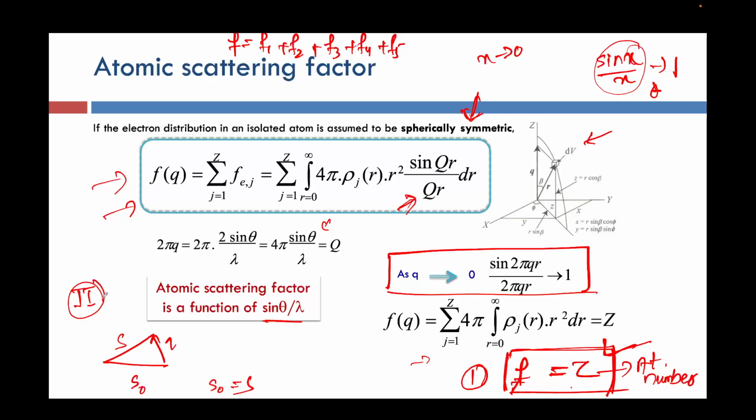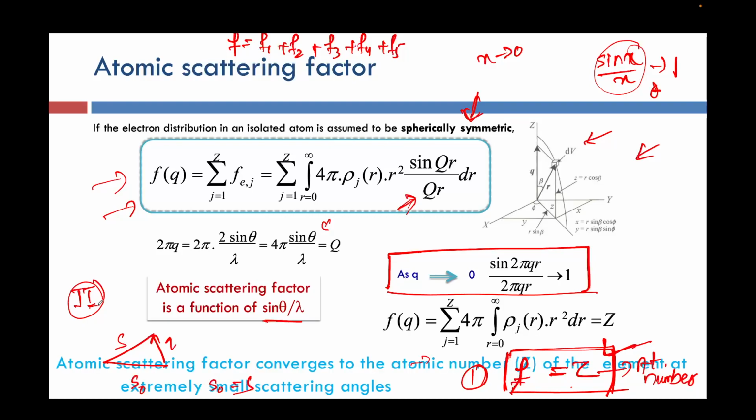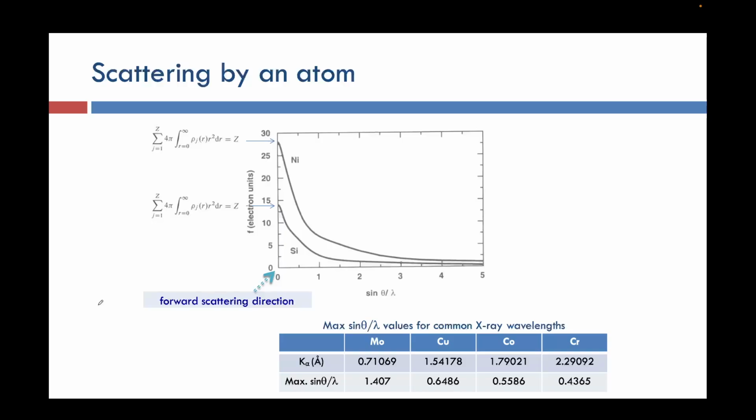Why is it important to me? Here you can see this is an expression. If you go to any good book, they have derived the expression. But what is important for me is that the atomic scattering factor is a function of sin theta by lambda. Why is it important for me? It is important because of this.